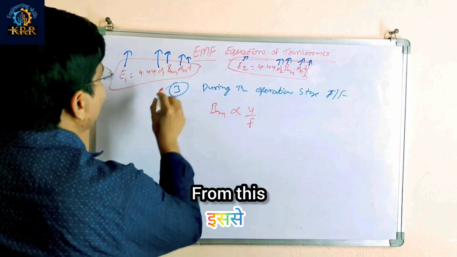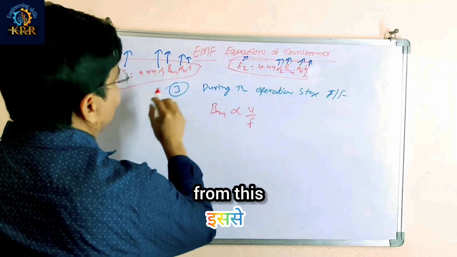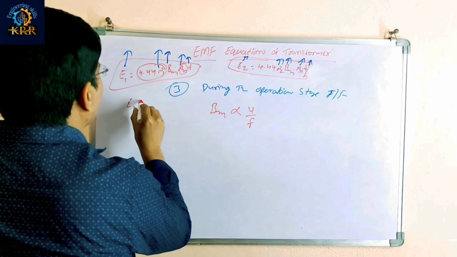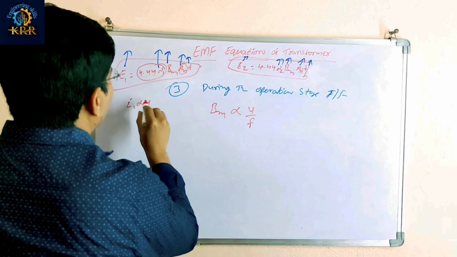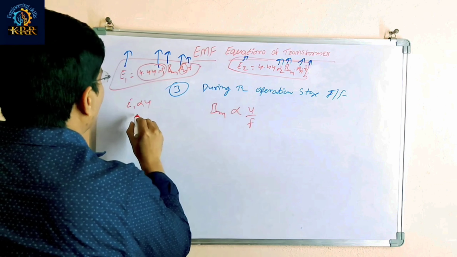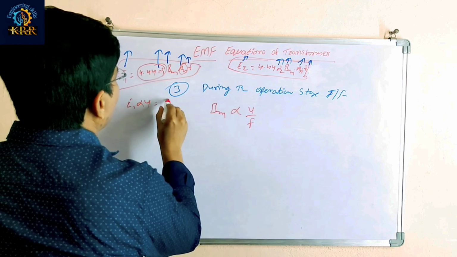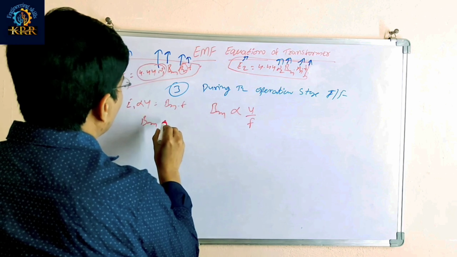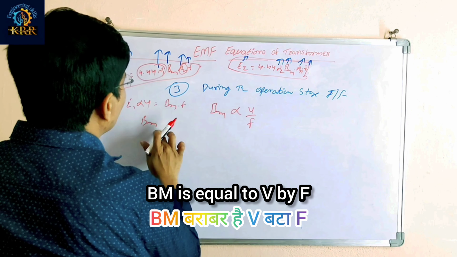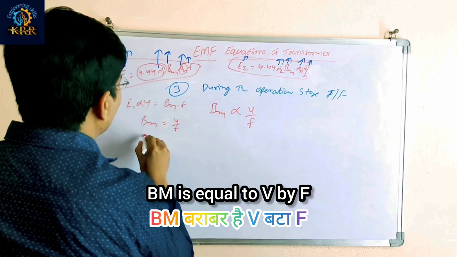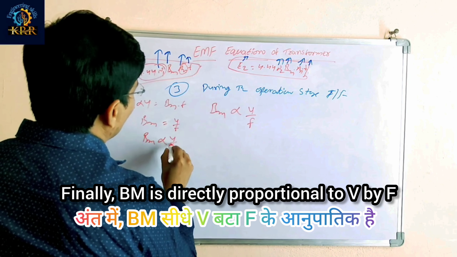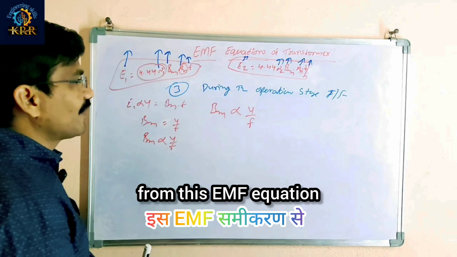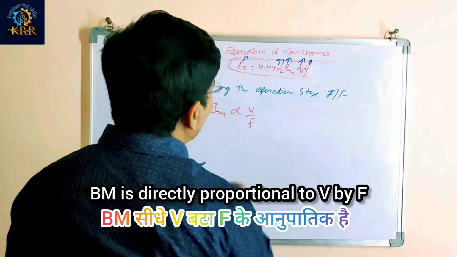How does it come from this? This is constant. E1 is directly proportional to V, equal to Bm into frequency. Bm is equal to V by F. Finally, Bm is directly proportional to V by F, from this EMF equation.